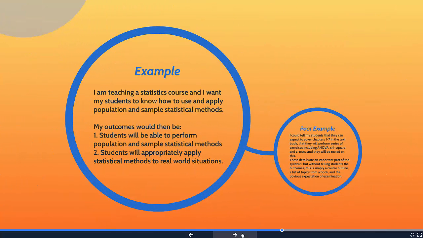As an example, if I'm teaching a statistics course and I want my students to know how to use and apply population and sample statistical methods, my outcomes could then be: students will be able to perform population and sample statistical methods. Students will be able to appropriately apply statistical methods to real-world situations.